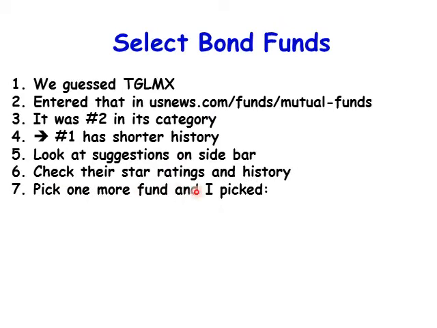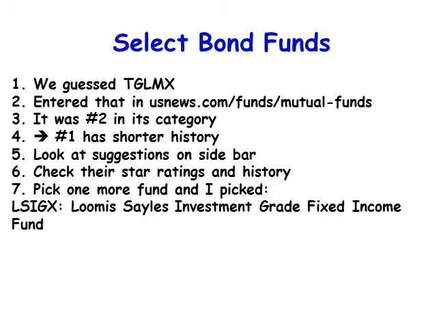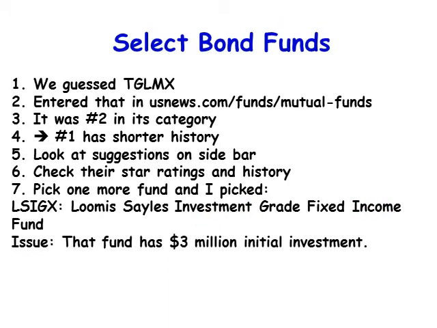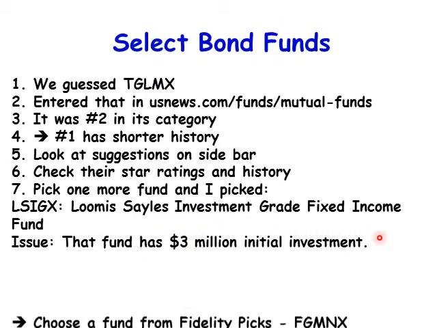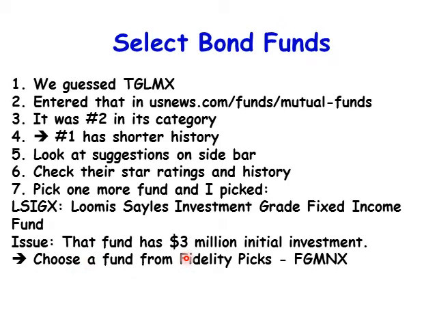Pick one more fund, and I picked one. This is one I picked, which has the best 10-year return, a domiciled investment grade fixed income fund. Let's continue. And that fund, further investigation tells me, has a $3 million initial investment. Wow. So we will instead choose a fund from Fidelity, which is the Fidelity GNMA fund at this time. Let's continue.